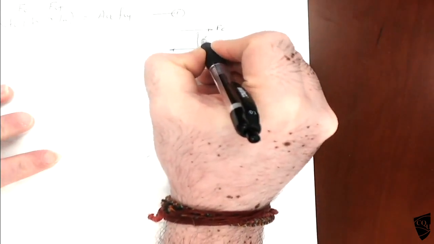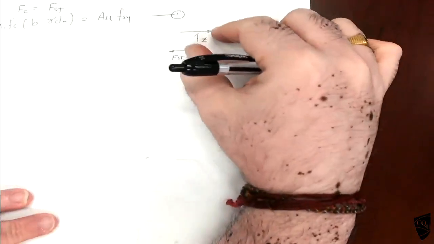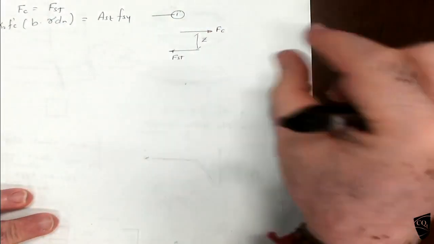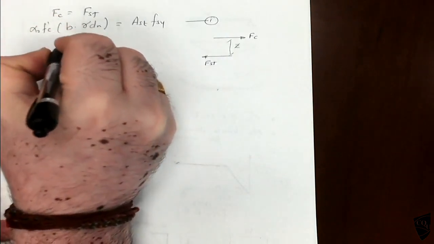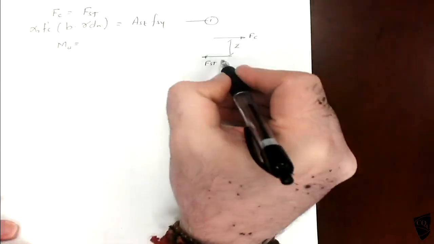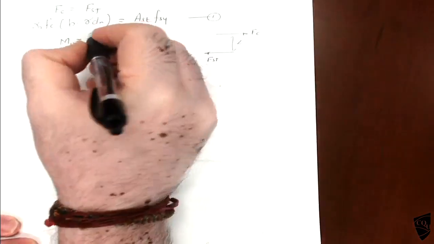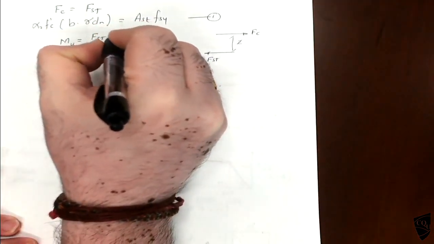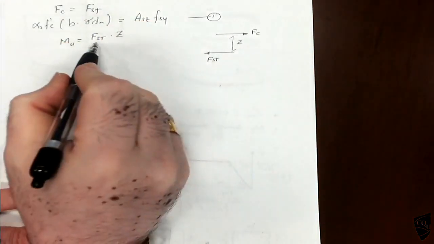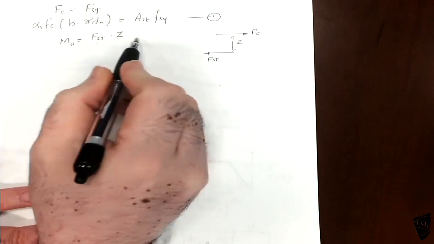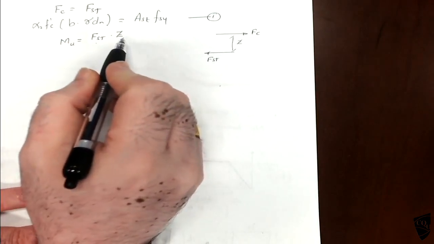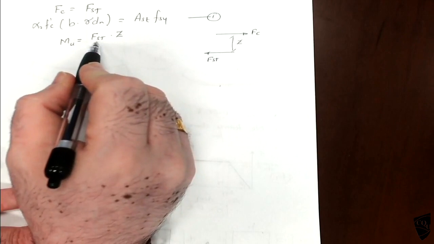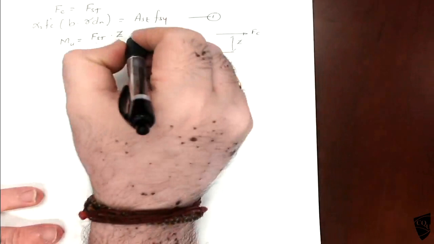And this is Z. Two parallel forces acting in opposite directions will give a moment. That M is equal to how much? One of the forces times the distance. So FST times Z or FC times Z, both are the same, because FC is equal to FST. Okay?